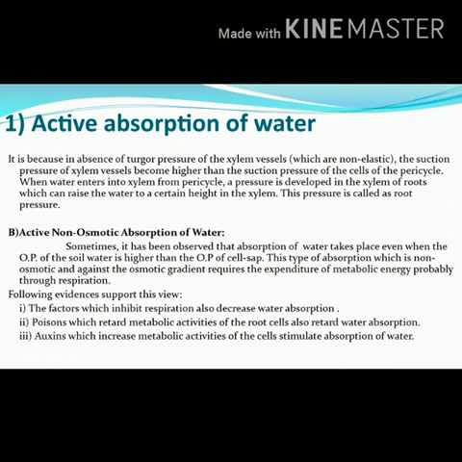ATP, probably through respiration. See, generally water absorption happens when osmotic pressure of root cell is higher than osmotic pressure of soil water. But sometimes the osmotic pressure of soil water is higher. In such a case, when root hairs utilize metabolic energy, that is use ATP, to absorb water against the osmotic gradient, that is called active non-osmotic absorption of water.